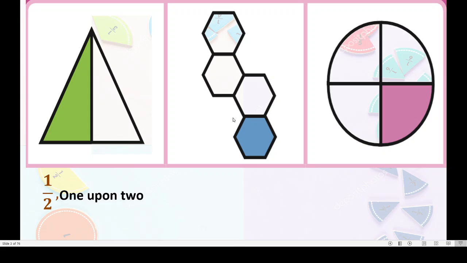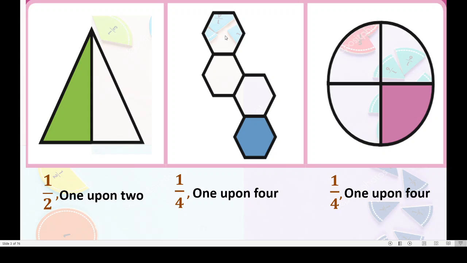Okay, we will move to the second figure. See here, four figures, you can see they are attached. Out of four, one figure is shaded, right? So it is 1/4, right? How to read? 1/4. Okay, now we will move to this figure. Here also four parts are there. Out of four, one part is colored. So the fraction is 1/4, isn't it?